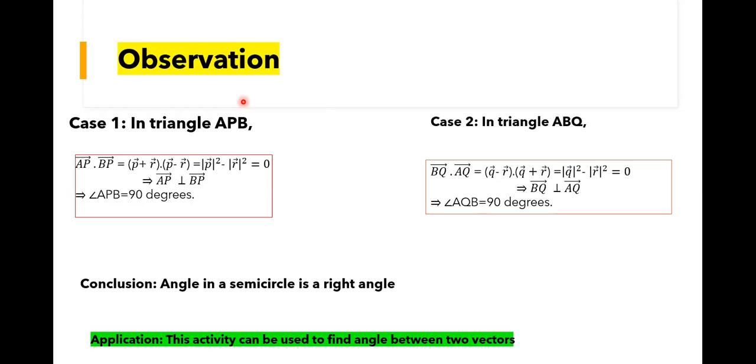So basically we have verified the statement by using the vector method. And which other cases can we apply this concept to? This activity can be used to find the angle between two vectors also. Here we have proved the angle in a semicircle is 90 degrees, a right angle, but this activity can also be extended to find the angle between two vectors.